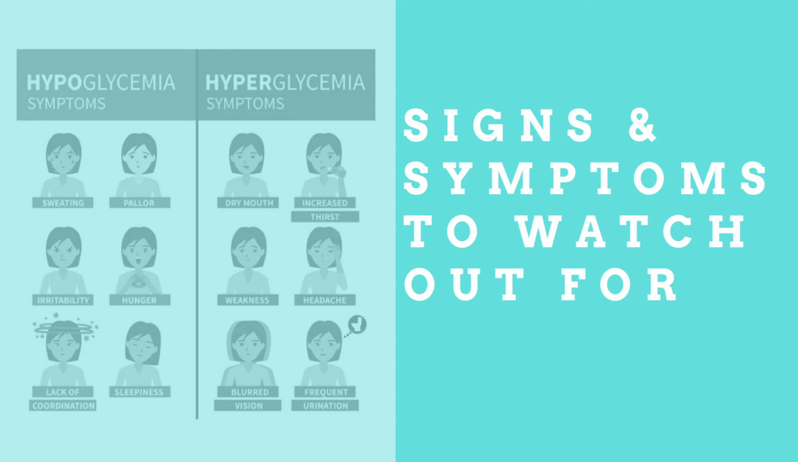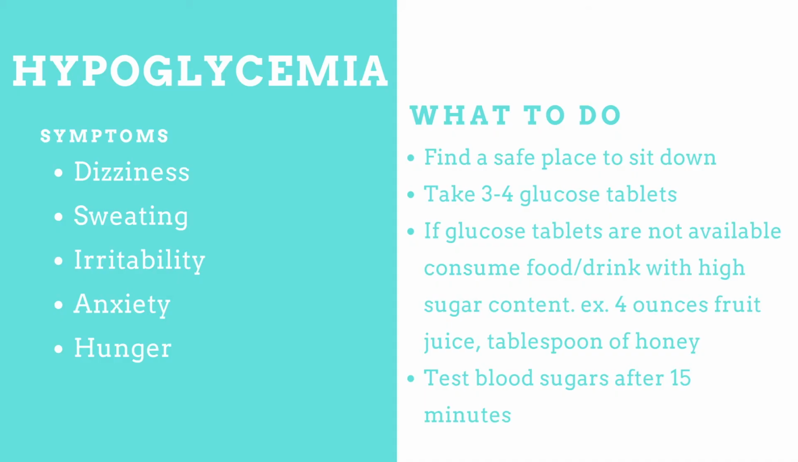Signs and symptoms to watch out for with gestational diabetes. If your blood sugar levels drop too low, you may enter into a state of hypoglycemia. This may happen if you do not eat enough food, skip meals, take too much insulin, or increase your activity levels more than usual. When your sugar levels are too low, you will notice some shakiness in your hands and feet. You may experience dizziness, sweating, irritability, anxiety, and/or hunger.